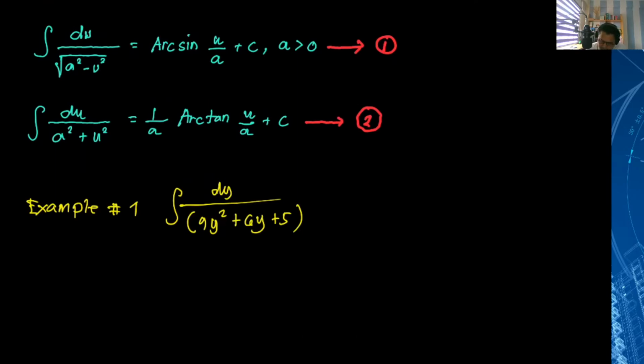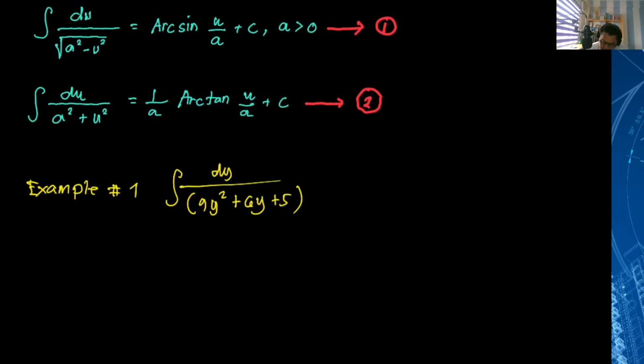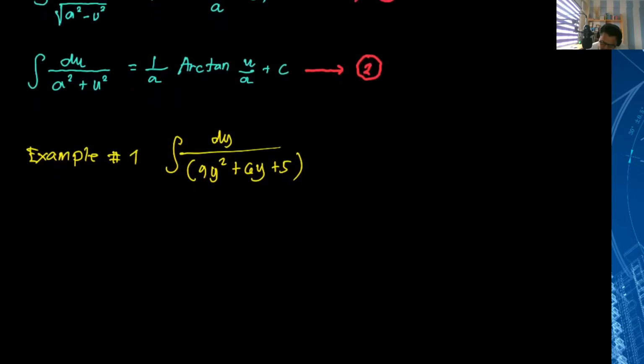This is example number 1. Integral of dy over 9y squared plus 6y plus 5. By inspection, we can say that the formula to be used is formula number 2 because of the absence of the radical sign in the denominator. So this is the arctan. First, we must transform the denominator into a binomial. Recall the binomial theorem from your algebra. Initially, the denominator is not a perfect square, so we must find ways to transform this.